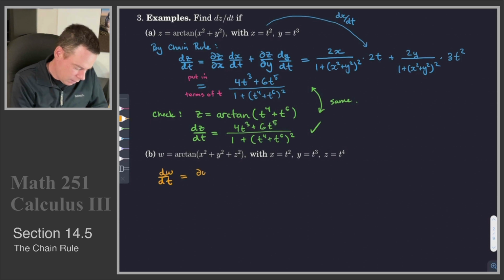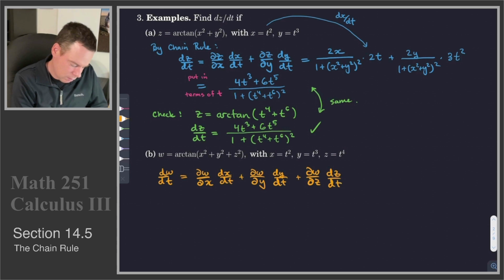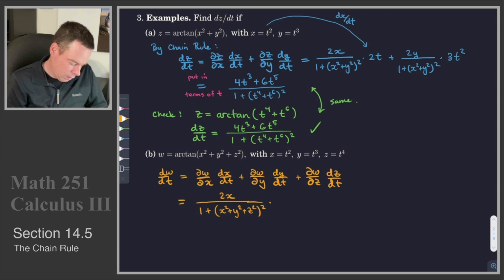So that would be take the partial of w with respect to x, multiply by dx dt. Add to that the partial of w with respect to y, multiplied by dy dt. And then add to that the partial with respect to z, multiplied by dz dt. And the partial with respect to x is, well, it's the arctan again, so it's 1 over 1 plus the argument, or the inside, squared, and then multiplied by the derivative of the inside. In this case, that would be 2x, and then multiplied by dx dt, which is 2t.